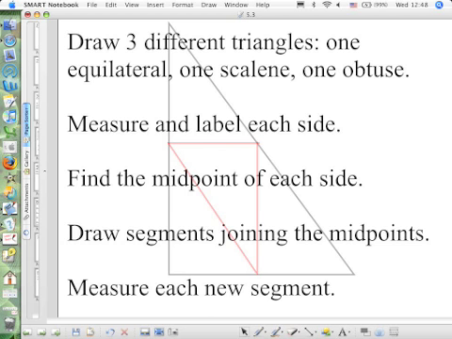Now I want you to find the midpoint of each of those 3 sides. Using your ruler, try to have pinpoint accuracy. The midpoint is the exact middle. See if you can find the exact middle of each one of those 3 sides and put a dot. What's the midpoint of 1 and 1/2? 3/4. Halfway between half and 1.